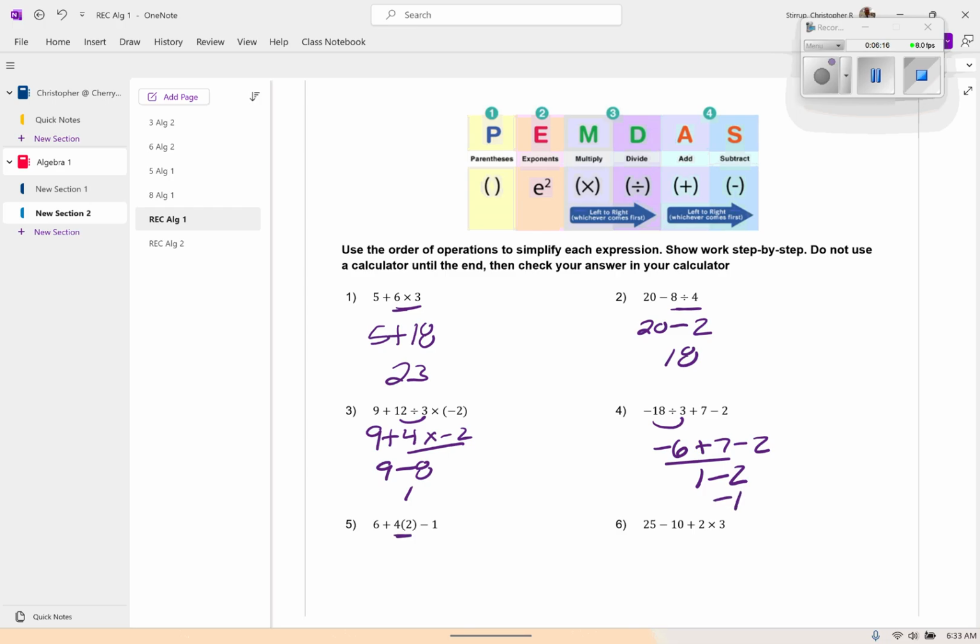This one, when you have two numbers next to each other like that, one with parentheses, that means you're going to multiply. So the 6 doesn't get affected first. 4 times 2 is 8 minus 1. So 6 plus 8 is 14. 14 minus 1 is 13.